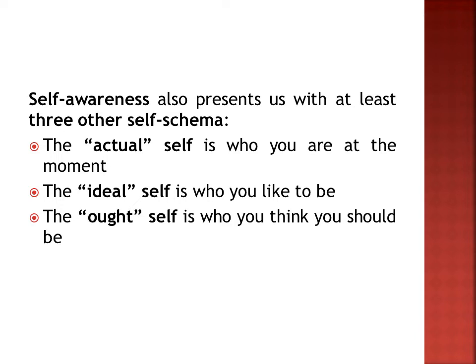As you can see, the actual self is at the present moment who you are. The ideal self is the idea of the self that you would like to be. And the ought self is the idea of the self that you think you should be. Ideal self and ought self are often confused by others. But don't be confused, because the ideal self is who you like to be. The ought self tells you who you should be. It's something that you should be.